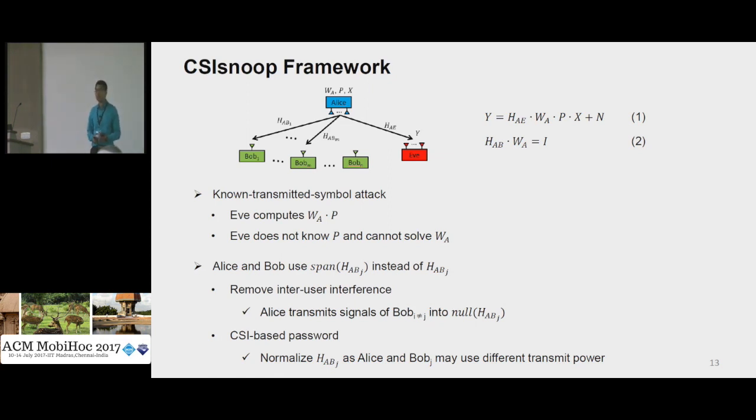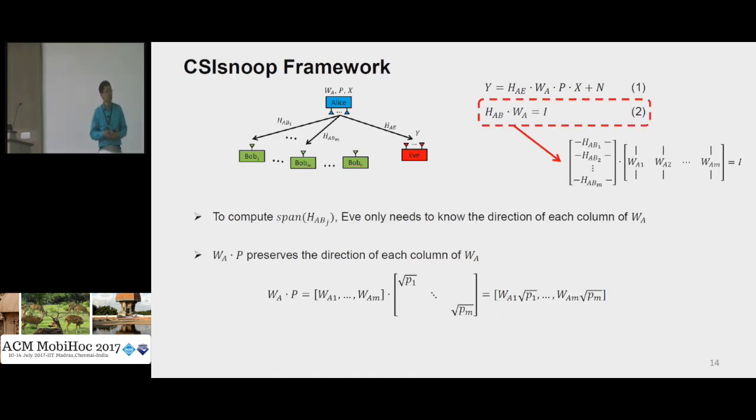In other words, it means that Eve does not need to compute the exact value of the CSI. Eve only needs to compute the direction of the CSI, and then she will have enough information to break the CSI-based password or to reduce the network throughput. If we look at the direction of the CSI between Alice and different Bobs, they are the direction of each of the row vectors of the channel matrix H_AB between Alice and Bobs. And to compute that, it only needs to know the direction of each of the column vectors in the transmit beamforming weight matrix W_A.